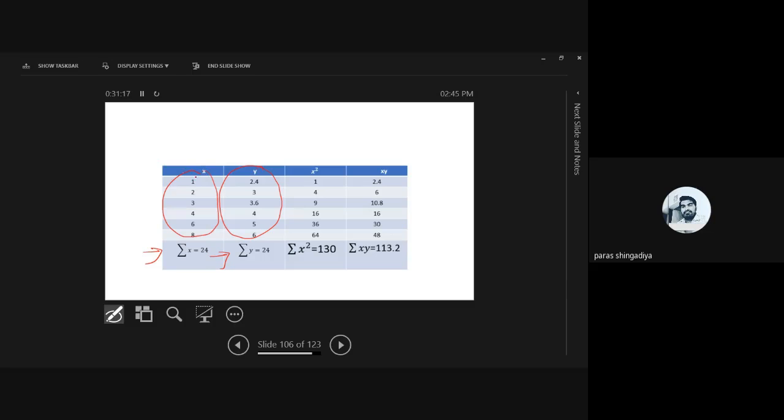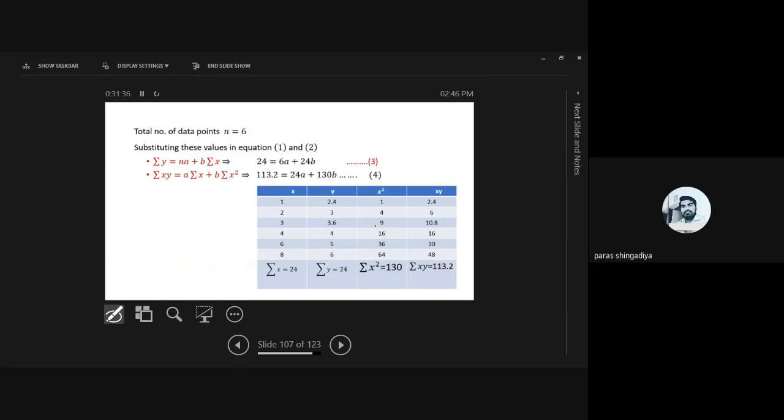Now identify x square. Okay, so find the power of x: 1, 4, 9, 16, 36, 64. It will be the answer of x square, and after that x into y. The product of x and y will be 113.2. Clear? And then replace these values in both formulas.